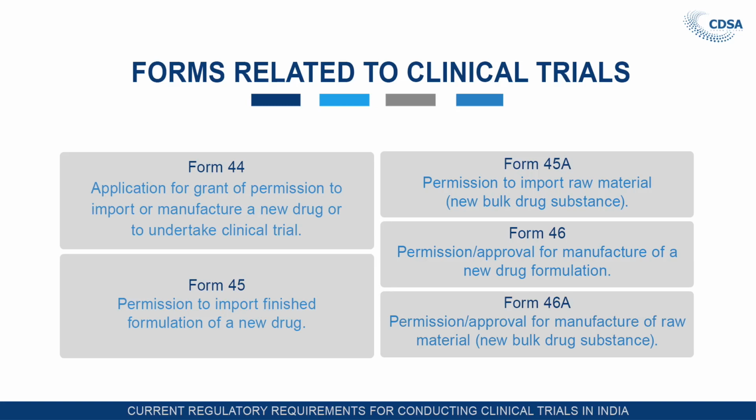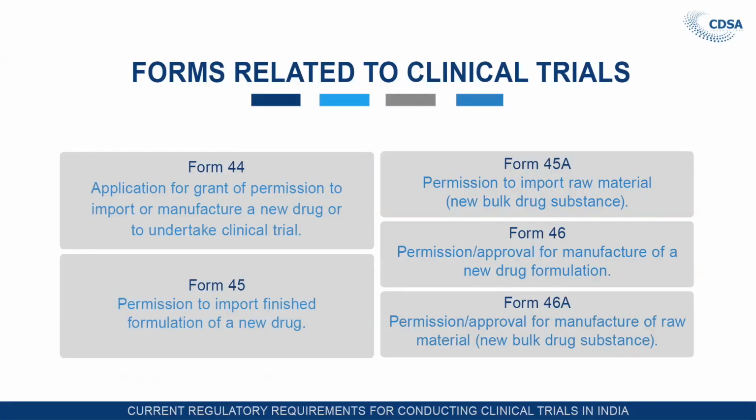Then form 45 is a permission to import finished formulation of a new drug. In form 45 you will obtain permission to import finished formulation. Form 45A is permission to import a raw material. If you would like to import a raw material, that is API or bulk drug, then you get a permission in form 45A. If it is A, you can remember it is for the API.